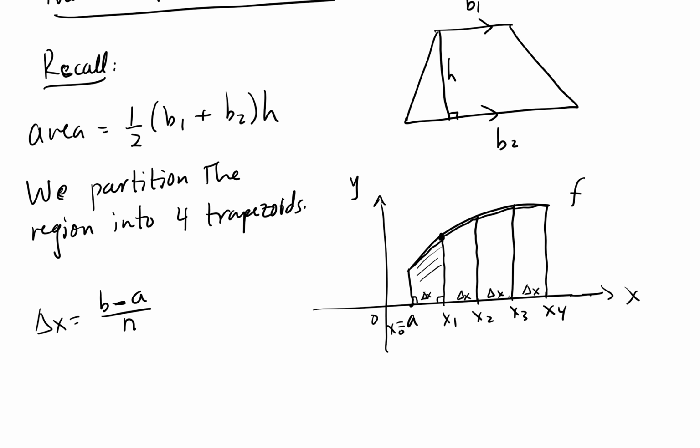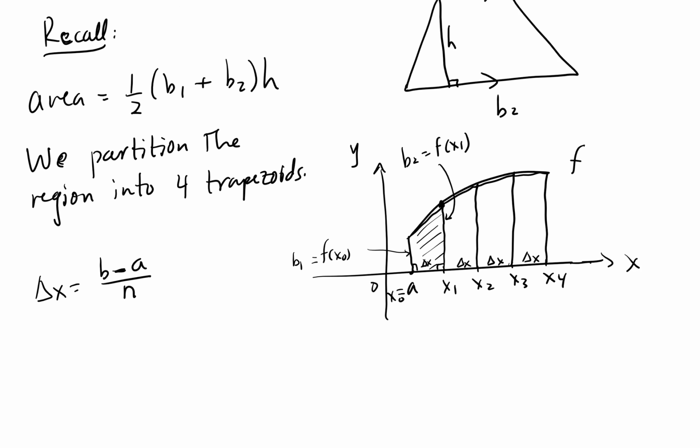For the first rectangle, I'm shading. This one on the left side, that's f of x1. That's base 1 for that rectangle. And this line here, that's base 2, which is f of x1. The height is delta x. So the area of the first rectangle is 1/2, base 1 is f of x0, base 2 is f of x1, times the height.